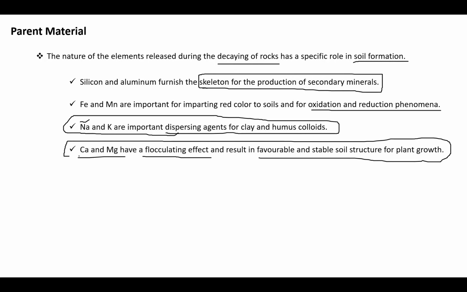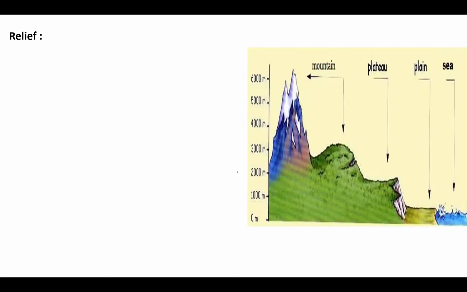Remember this point. Calcium and magnesium have a flocculating effect. These are called flocculating agents. Calcium and magnesium are called flocculating agents. Due to these elements, we can see the formation of a stable structure for plant growth. Thank you.